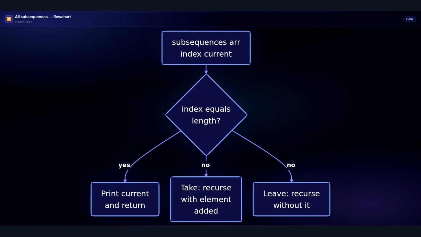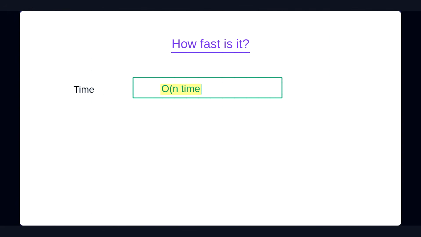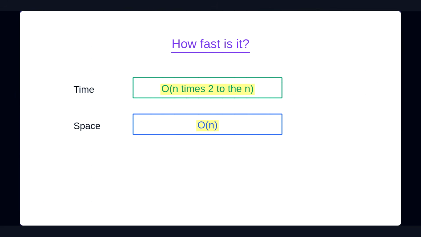Here is the branching. If the index has reached the array length, print the current list and return. Otherwise, make 2 calls, one that takes the current element and one that leaves it, both moving to the next index. There are 2 to the power n subsequences, and printing each can take up to order n work, so the total time is order n times 2 to the n. That is unavoidable, because there are simply that many subsequences to produce. The extra space is order n, the depth of the recursion, and the size of the current list.